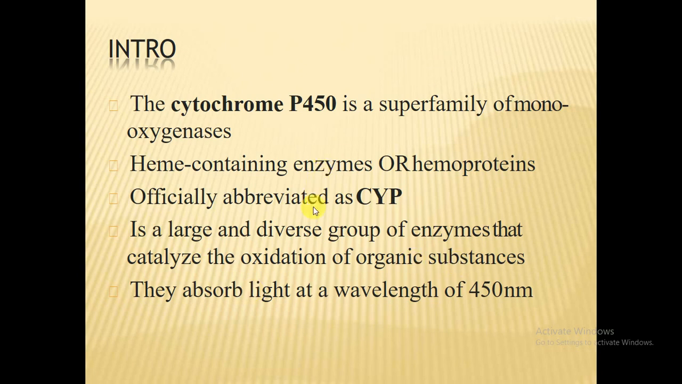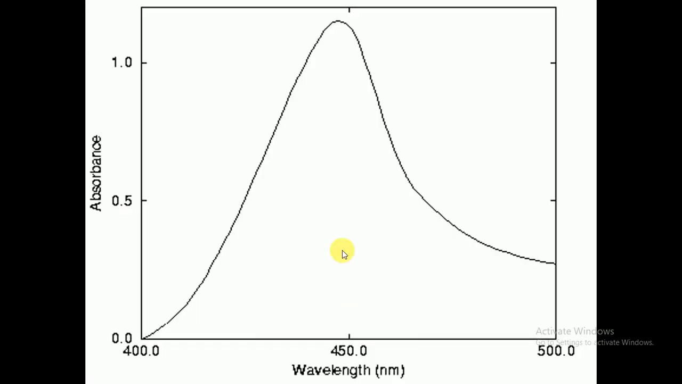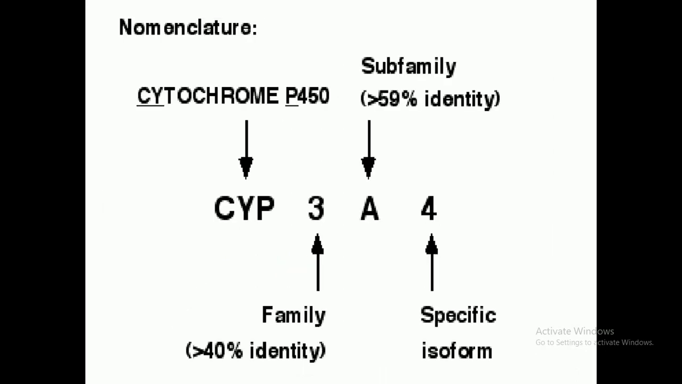The Cytochrome P450 system has the capability and tendency to absorb light at a wavelength of 450 nanometers. This is the wavelength of the Cytochrome P450 system, and this is called absorbance. So look at the graphical representation. This is the starting point and this is the peak. At 450 nanometers, the Cytochrome P450 system has the tendency to absorb light.